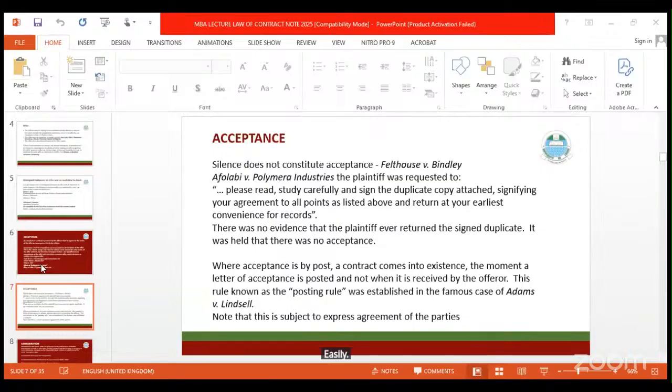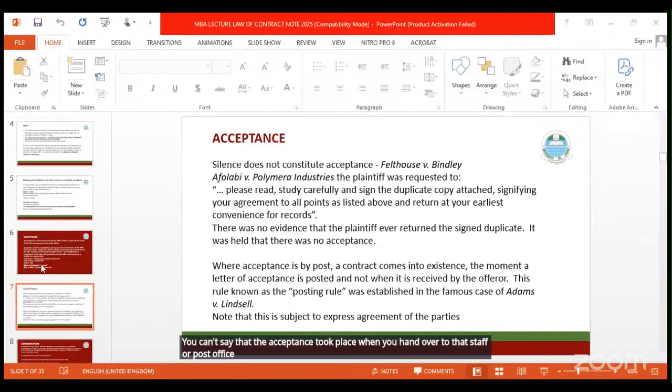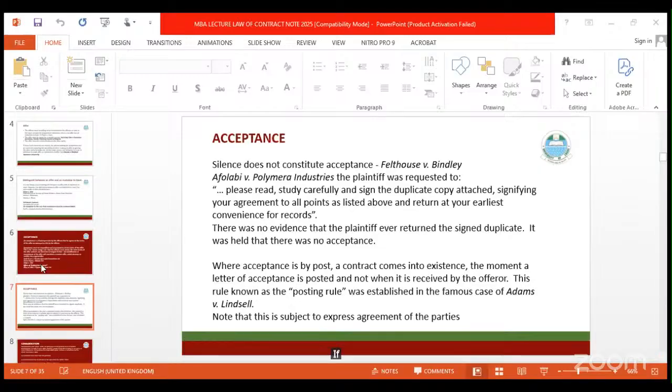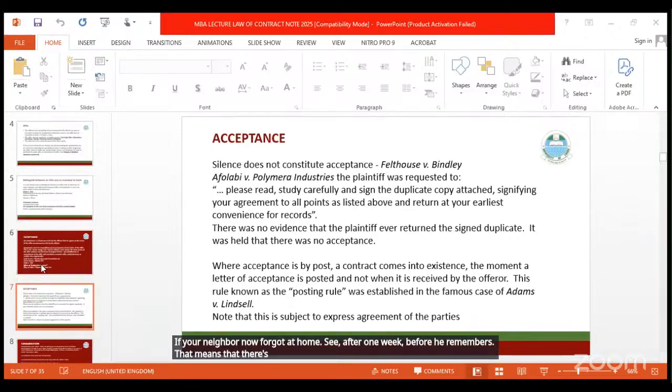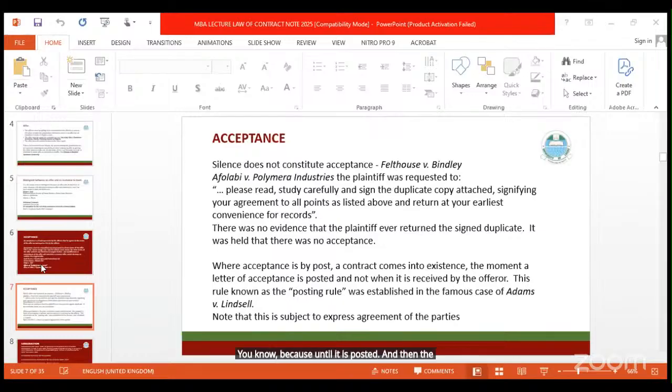So you can't say, "Oh, you're my neighbor. I'm going to the office, so take this letter and go and post for me." No, you can't say that the acceptance took place when you handed it over to that staff at home. No, he has to take it there and do proper posting. It is at the time you post it. So if your neighbor forgot it at home until after 1 week before he remembers, that means that there's no valid contract, because until it's posted, there is no acceptance. And then the address also has to be correct.